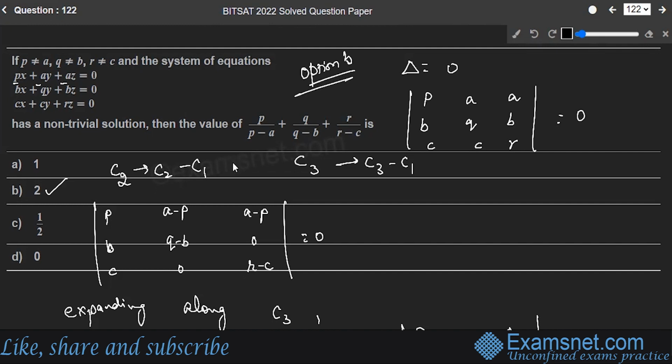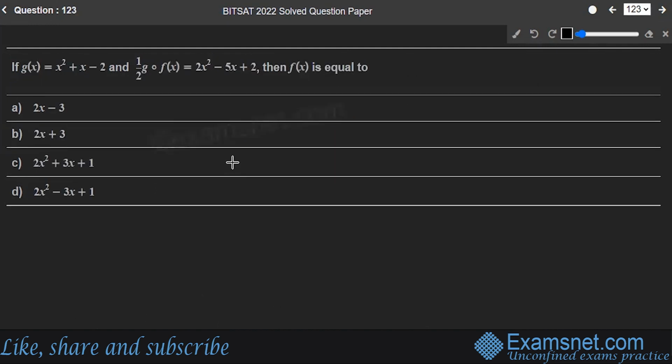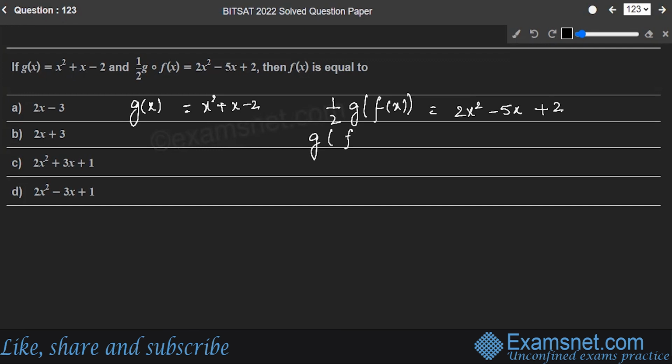Hope you understood this. Let's move to the next question, number 123. If g(x) is equal to this and half of g(f(x)) is equal to this, then f(x) is equal to. Fine. So you have g(x) as this, and you have half of g(f(x)) is equal to 2x squared minus 5x plus 2. So that means you have g(f(x)) as 4x squared minus 10x plus 4.